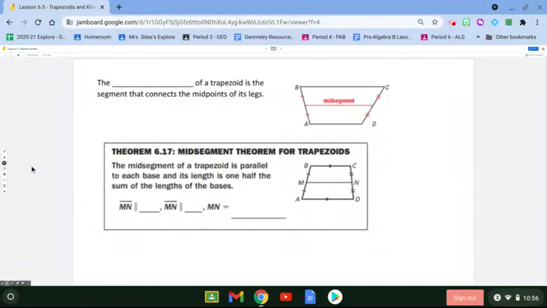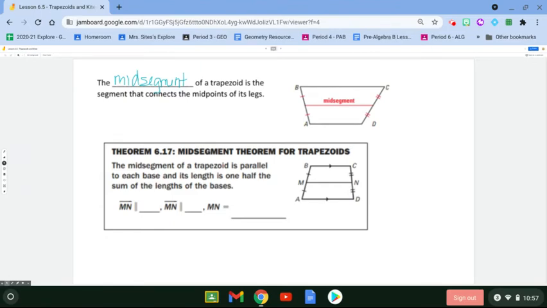Just like we had midsegments in triangles, there's also what's called a midsegment of a trapezoid. A midsegment of a trapezoid is the segment that connects the midpoints of its legs. And you can see that we have segment AB that's cut into 2 equal parts, and segment CD that's also cut into 2 equal parts from this midsegment.